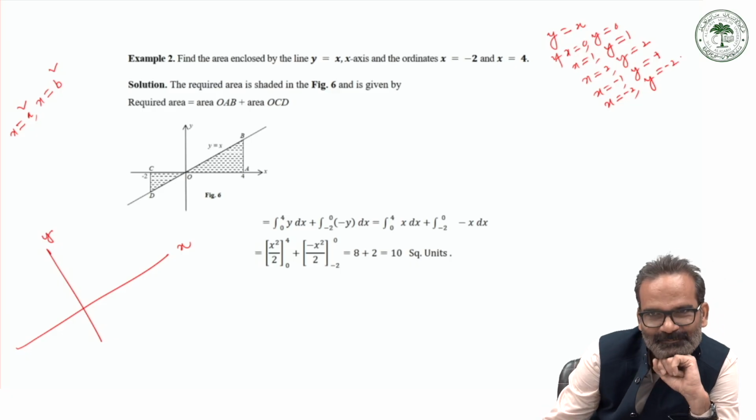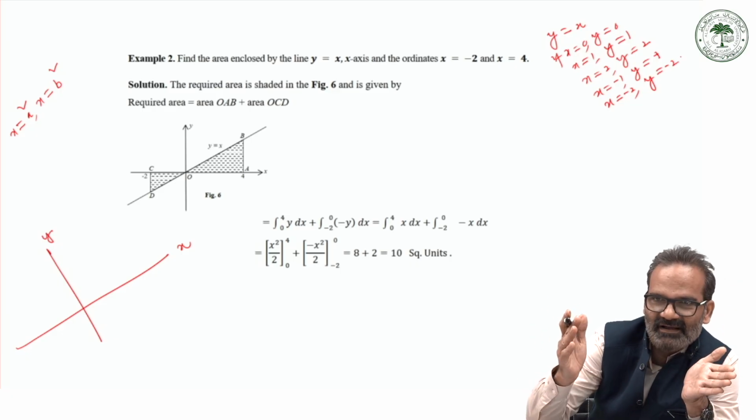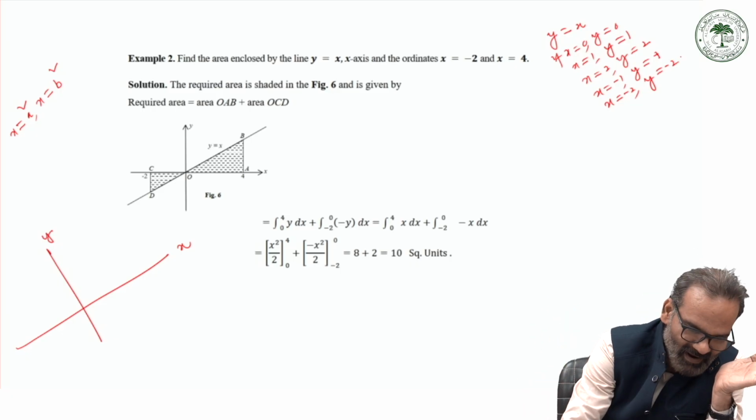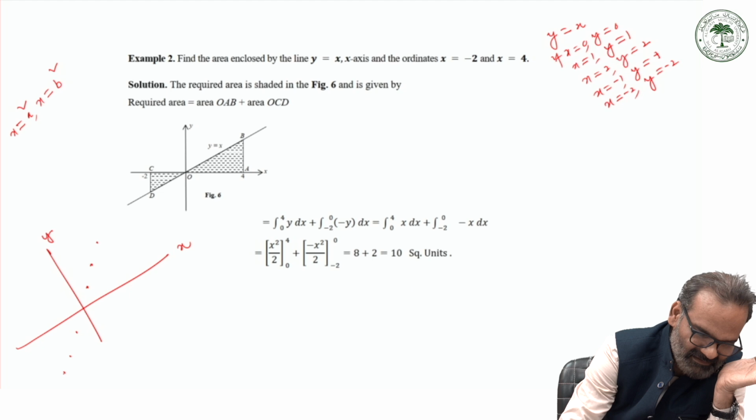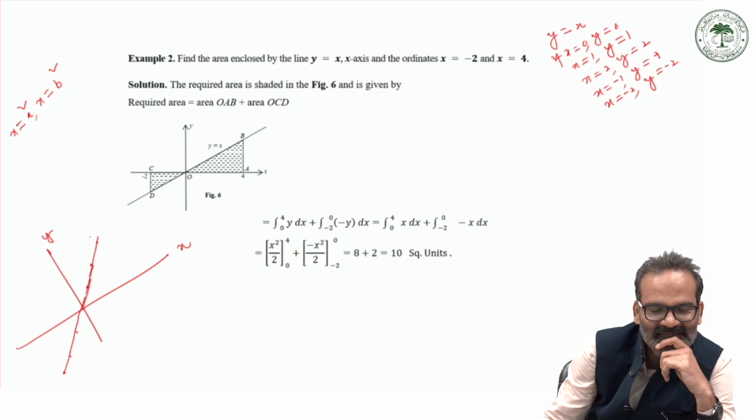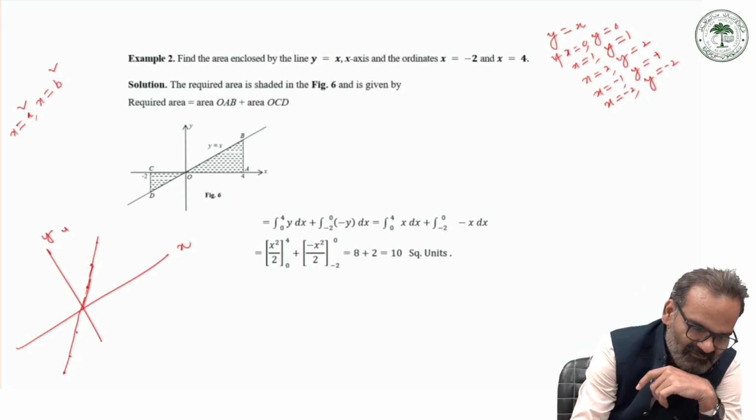This means the values of x and y are both the same. If you mark all these points, this is 0,0, this is 1,1, this is 2,2, this is 3,3, this is minus 1,minus 1, this is minus 2,minus 2, this is minus 3,minus 3, and if you connect all these, you will get a line like this, right? This is the graph of the line y equals x as shown in the figure, this line.